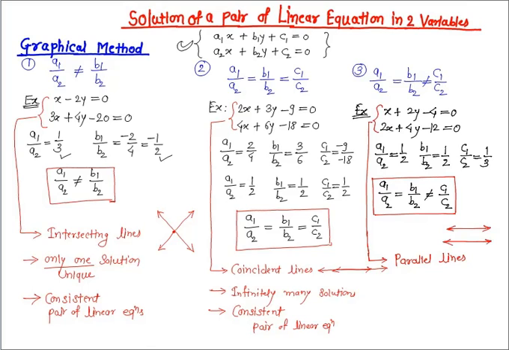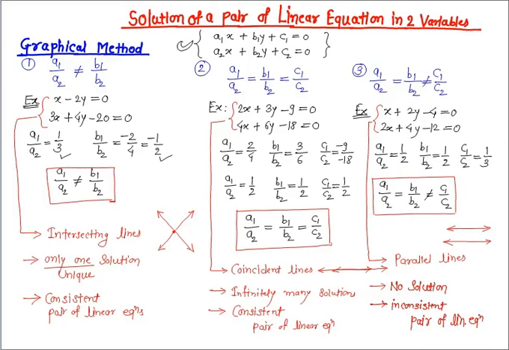Now for such a pair of linear equations, how many solutions will there be? We know that to get a solution of the equations, the lines should intersect each other. But in this case, the lines are parallel, which means they are not intersecting each other. So there will be no solution for this type of linear equation. And we know a pair of linear equations which has no solution is called an inconsistent pair of linear equations. So this will be an inconsistent pair of linear equations.